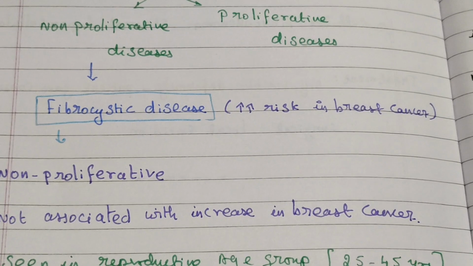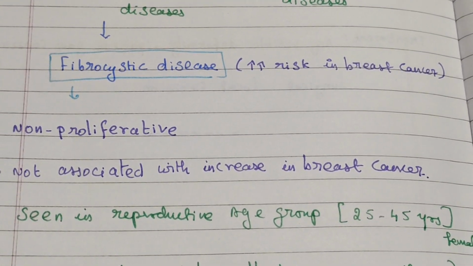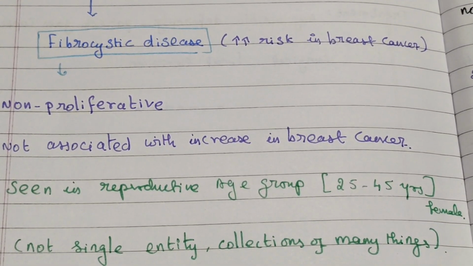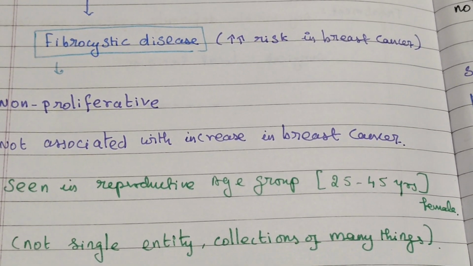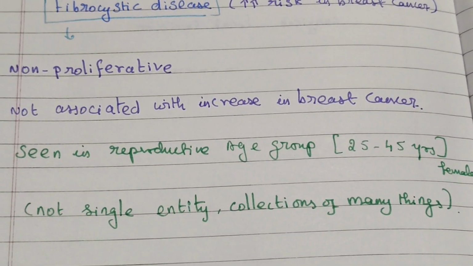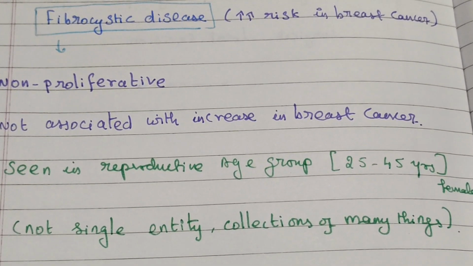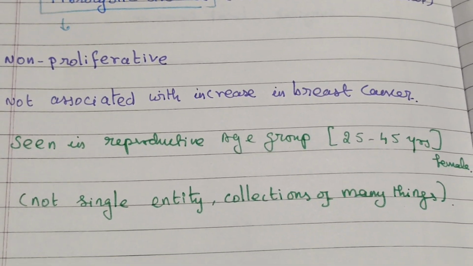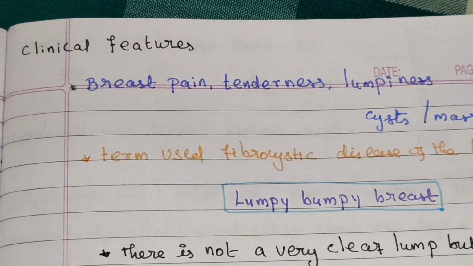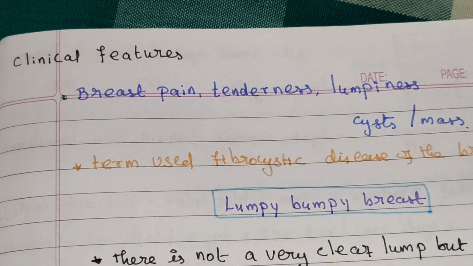This disease is seen in the reproductive age group, between 25 and 40 to 45 years, in females. It is a very common phenomenon because it is not a single entity; it is a collection of many things. So what are the clinical features? How will the patient present?